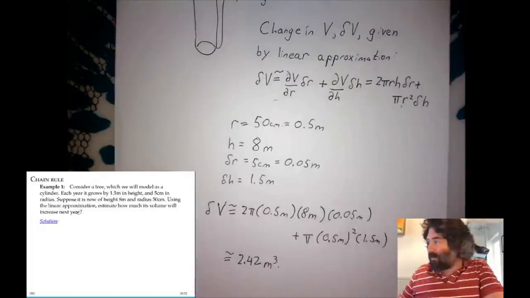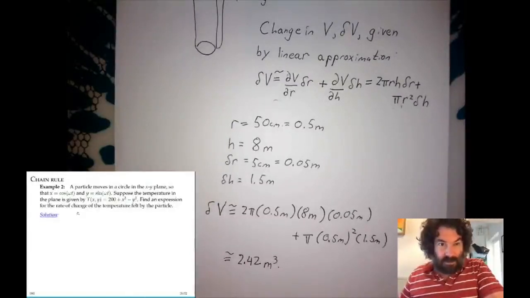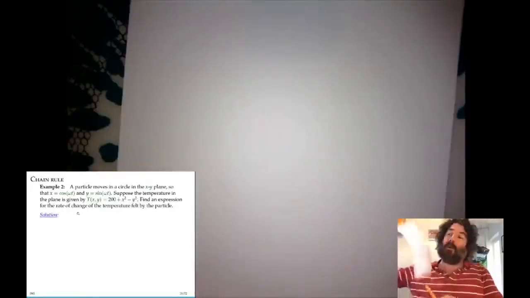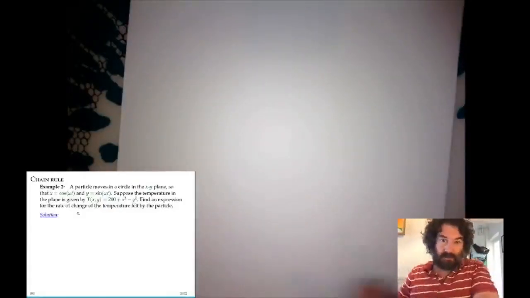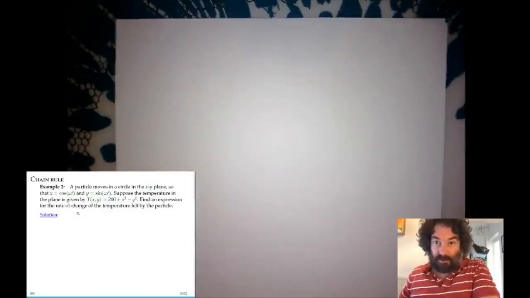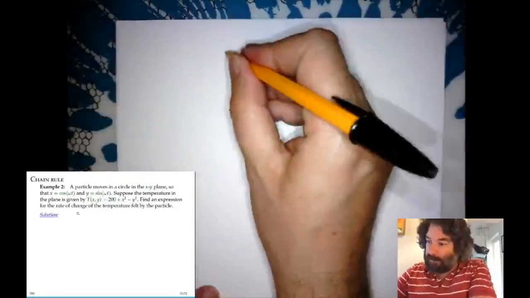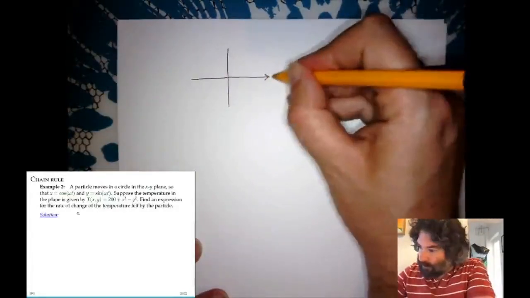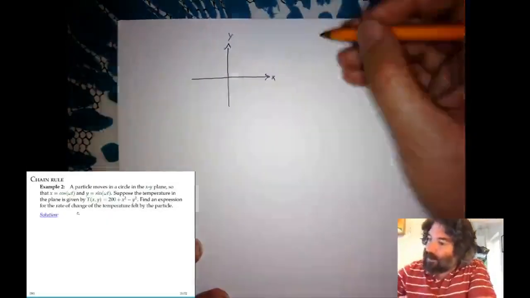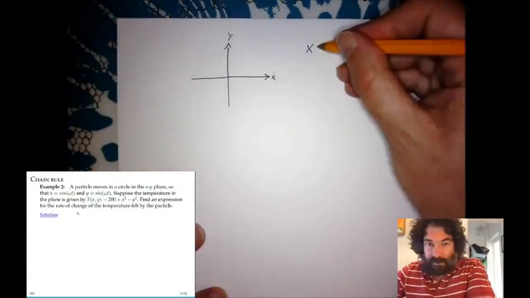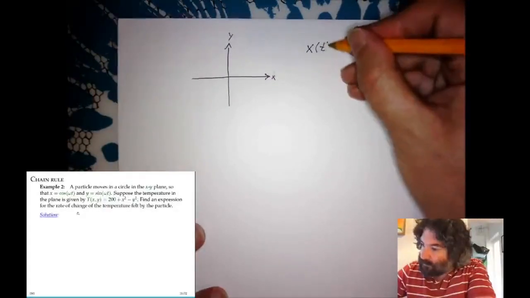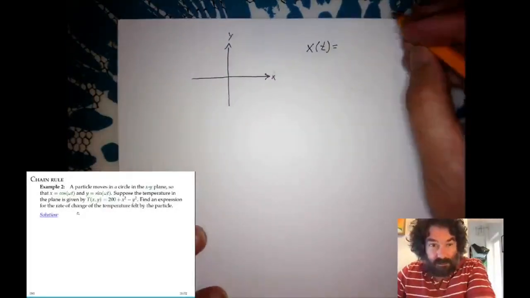Okay, I'm going to do one more example, so I'll just move to the next slide. Example 2, using the chain rule. And so what we're going to have in this example is a particle moving along a given path in the xy plane. So that is going to be a function of time. So we have the xy plane, and we have the particle. The path of the particle is given by x and y, which are functions of t. The little t, lowercase t, is time.